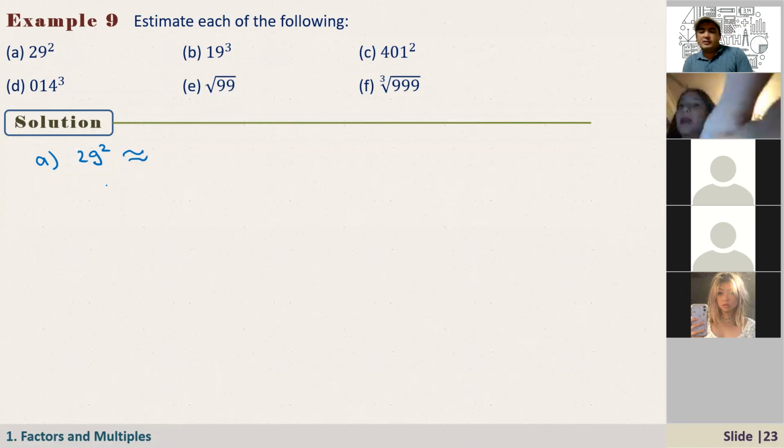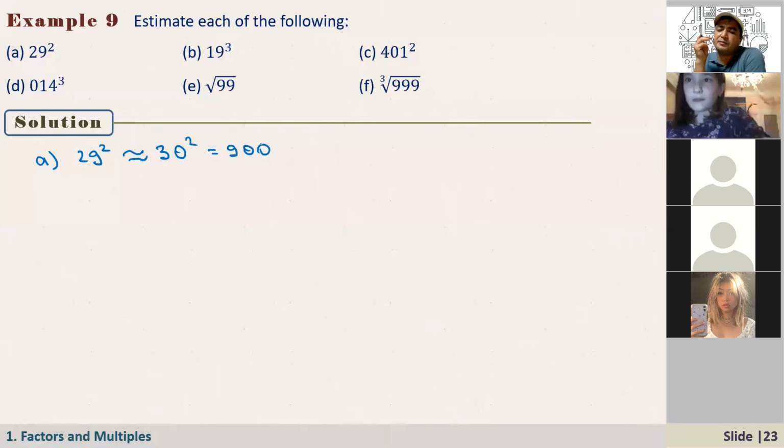Okay, Yasmin, let me ask this question to you. How would you estimate this number? Like 30. Very good, right? It's close to 30. I can estimate 29 with 30. Calculating 30 squared is very easy, right? It is 900 because 30 times 30 is 900. So 29 squared is approximately or very close to 900.